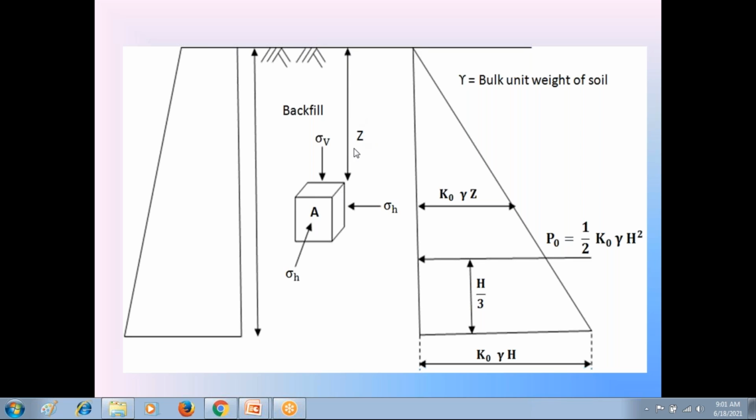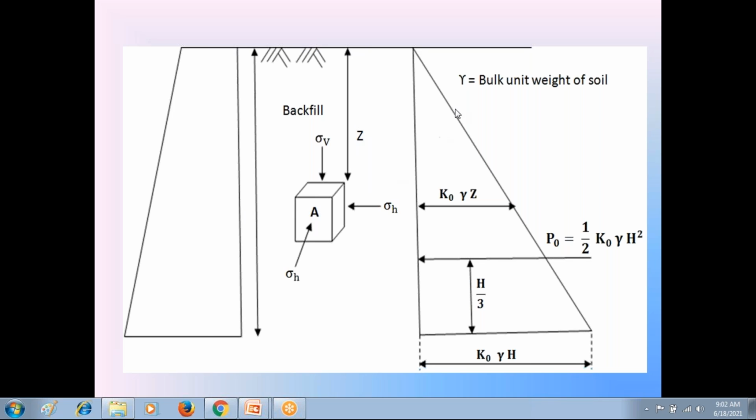Then at this depth z from the top of the backfill, the magnitude of the vertical stress sigma v on the soil element is equal to gamma into z. Gamma is the bulk unit weight of soil, and z is the depth from the top of the backfill. So sigma v is equal to gamma into z. Now we are going to discuss the horizontal stress acting on the retaining wall at a depth z from the top of the backfill.